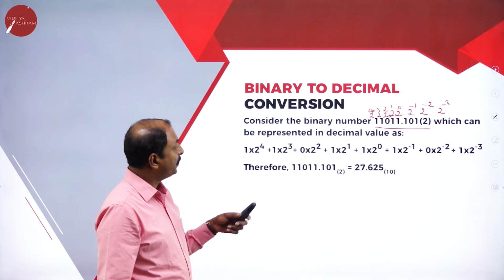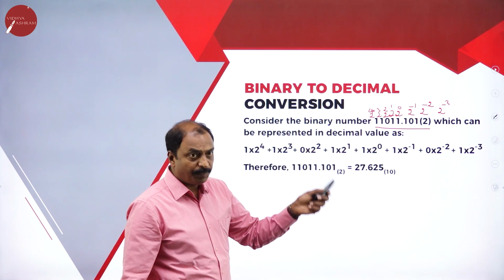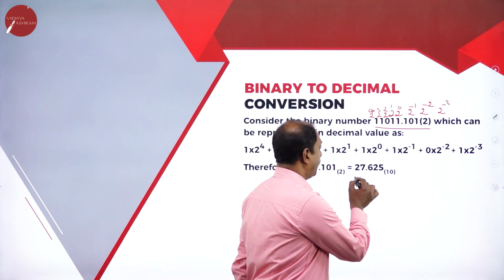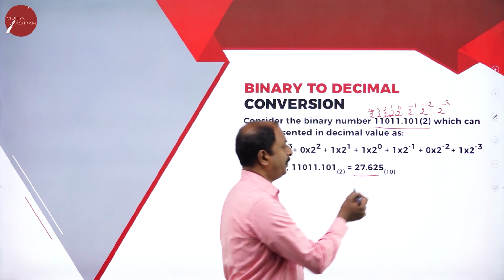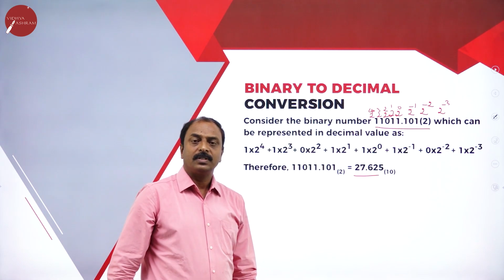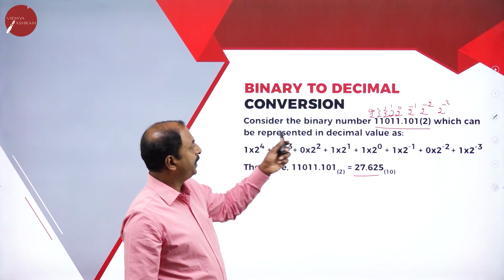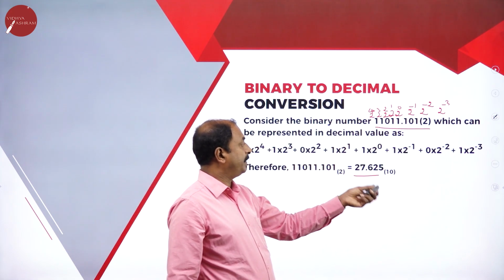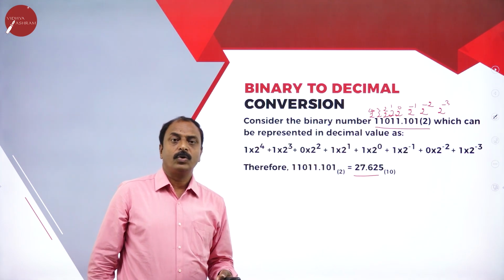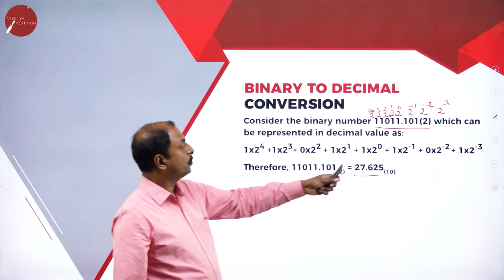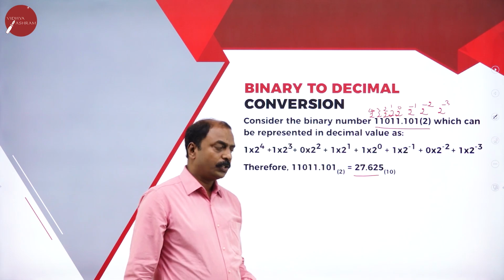When you simplify this, you will get the answer as 27.625 to the base 10. So this is how we convert from binary number system to decimal number system. Here we are going to multiply each digit by the base 2.